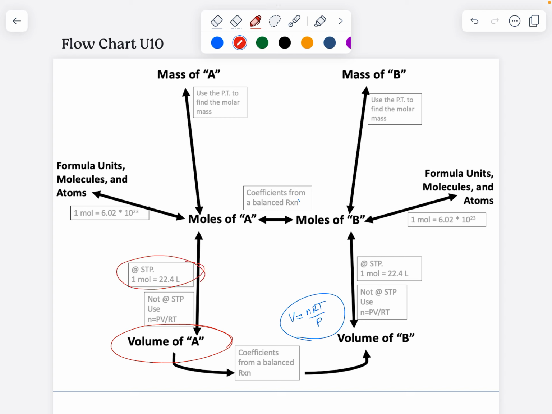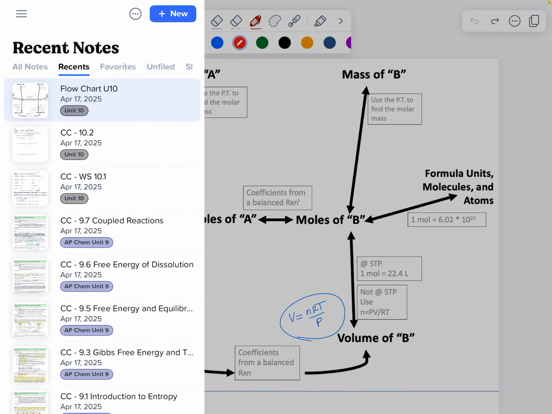If you're at STP, you can just use that 1 mole is 22.4 liters, and then you go to moles using those coefficients, and then finally use a molar mass calculation. So that makes it a 3-step stoich problem. If it's not STP, we have to start with a PV = nRT equation, which will solve for moles, and then it's just a 2-step stoich problem. So anyways, we'll show you the easier one first, the one that takes place at STP.